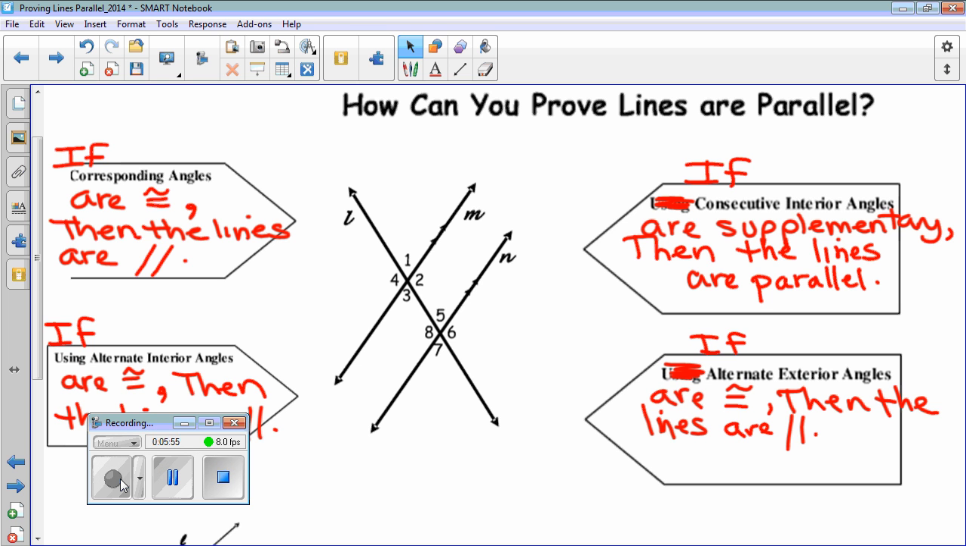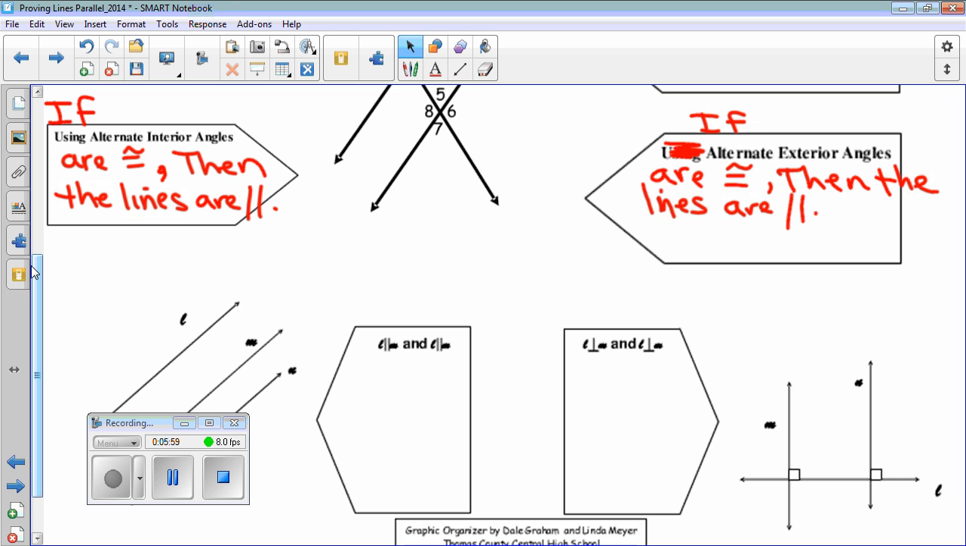So right now, we're just going to worry about these 4. We'll go over the last 2 next class. They're kind of their own little special case, which is why they're separate.